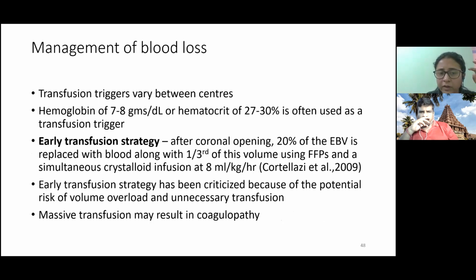However, there is a wide variation between transfusion triggers between various centers. In general, a hemoglobin of 7 to 8 gram per deciliter or hematocrit of 27 to 30% is often used as a transfusion trigger. Now, Cortellazzi et al. in 2009 advocated something known as the early transfusion strategy. After coronal opening, 20% of the estimated blood volume that was calculated using a gross formula was replaced with blood, along with 1/3 of this volume using fresh frozen plasma and a simultaneous crystalloid infusion at 8 ml per kg per hour. However, this strategy has drawn flak because of the potential risk of volume overload in small children and also unnecessary transfusion. And massive transfusion itself may result in coagulopathy.